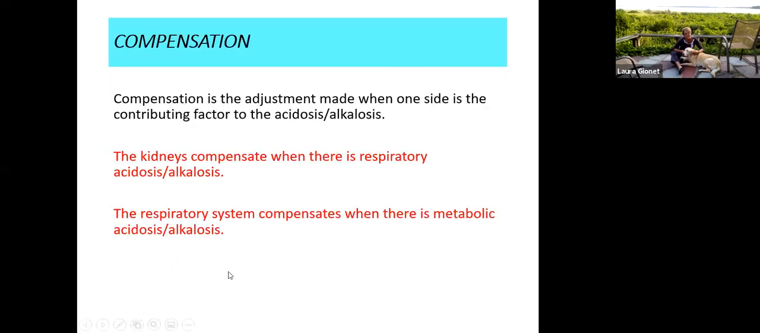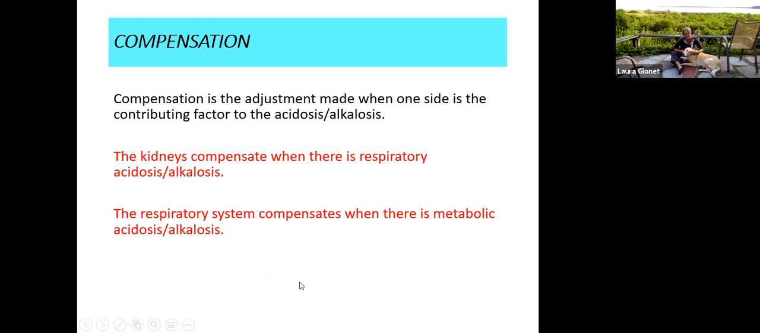All right, then we have what's called compensation. Compensation is an adjustment made when one side is the contributing factor to the acidosis or alkalosis. So what do we mean by that? We mean that if you have a respiratory acidosis, it generally means that you have some problem in the respiratory system. Therefore, the area that will eventually compensate is going to be your kidneys. You're really going to be relying on your kidneys to make an adjustment, instead of both systems working together. Now it's pretty much just up to the kidneys, or what we call renal compensation.